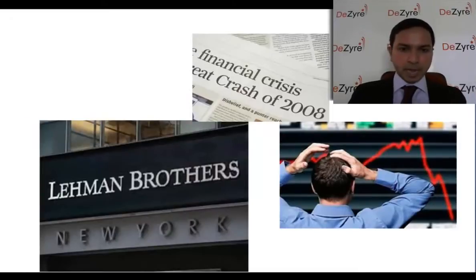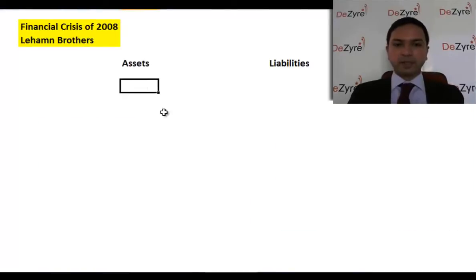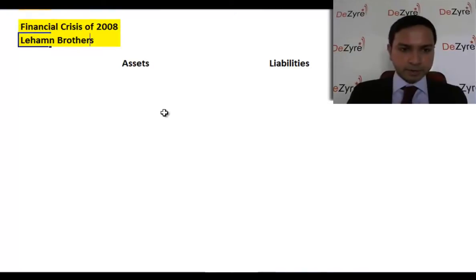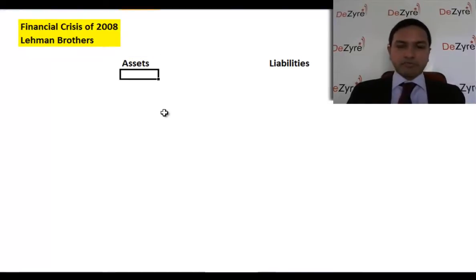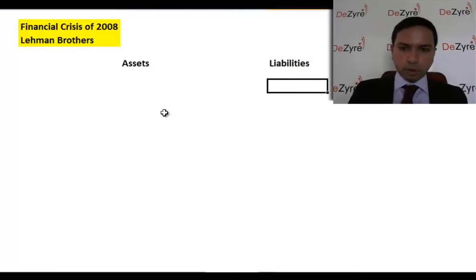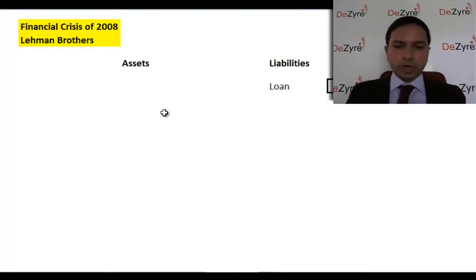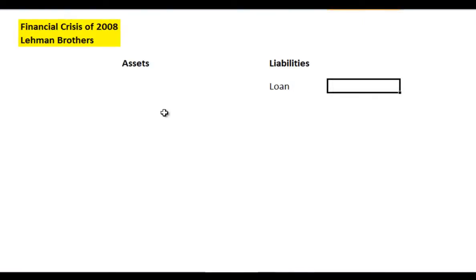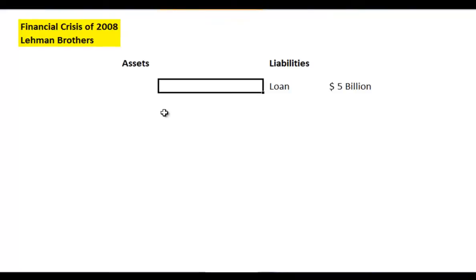This is what happened. As usual, we're going to go straight into Excel. This is the financial crisis of 2008. Lehman Brothers, let's just get that spelling right there. What happened in Lehman Brothers? Now, Lehman Brothers went and took a loan. All companies take a loan, so there's nothing wrong with taking a loan. Let's just say Lehman Brothers took a $5 billion loan. It was probably much higher, actually, but for our purposes, we're just going to say Lehman Brothers took a $5 billion loan, and then they went and bought assets.